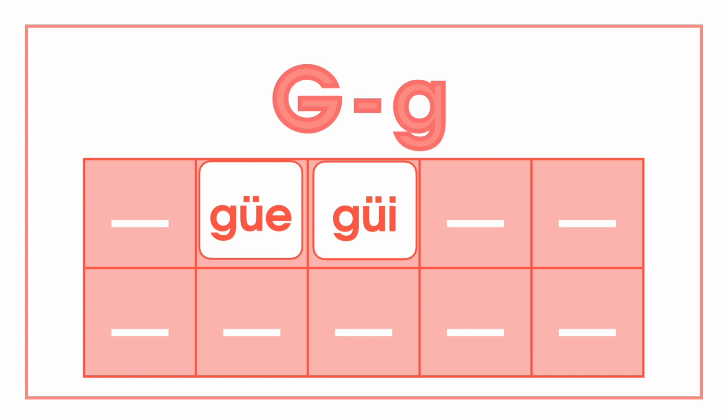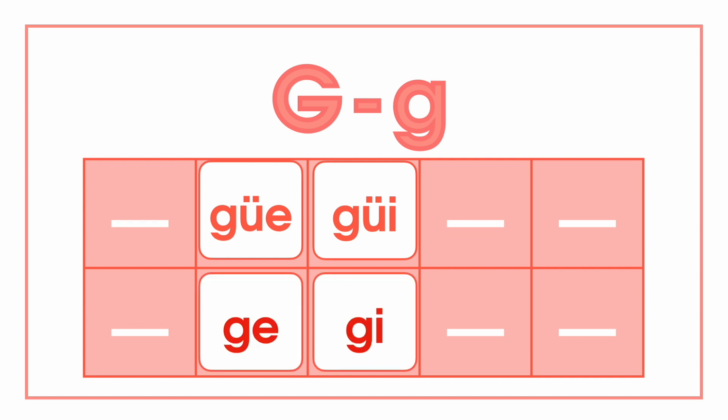And if the U is not present at all between the G and the vowels E and I, we pronounce the letter G as the J, J in Spanish, the voiceless velar fricative sound H. So we would read que, he.